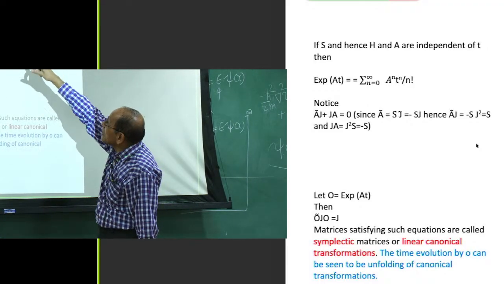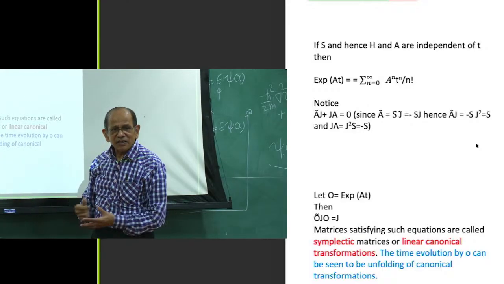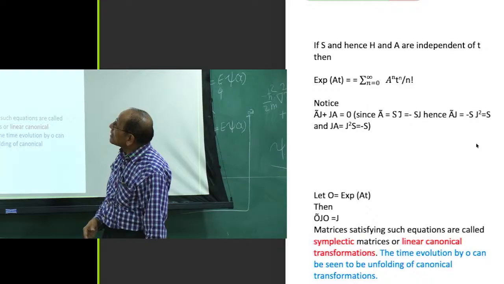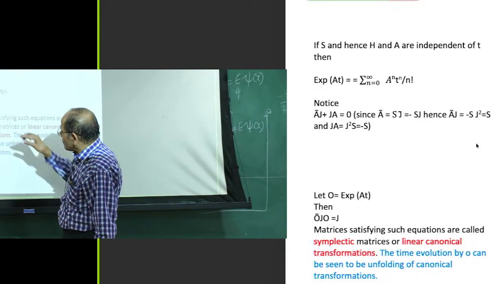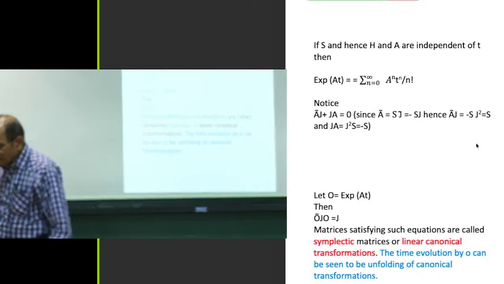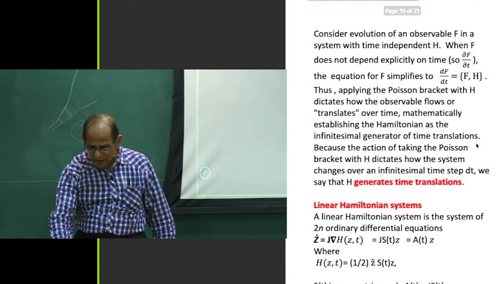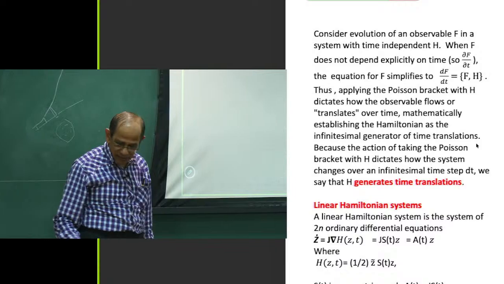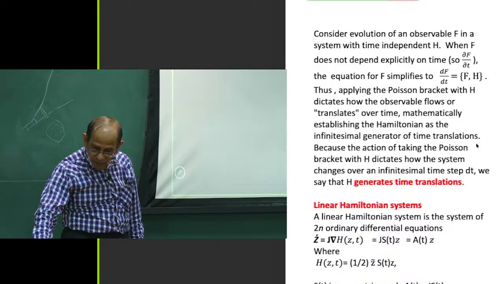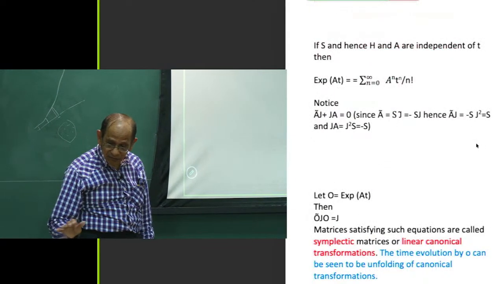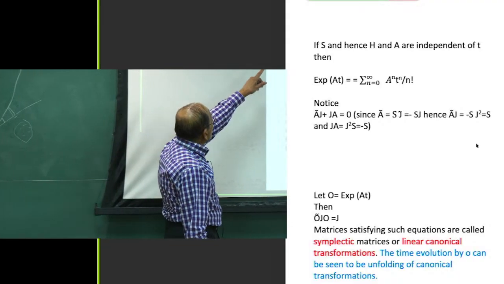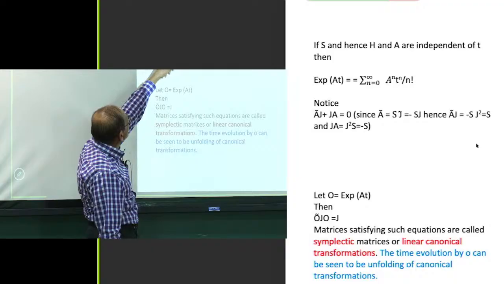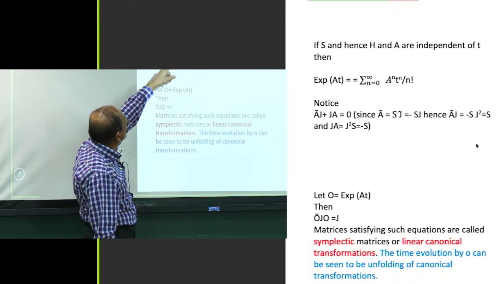So that term on the right hand side is the explicit form. Now notice that the matrix A, which is defined as J times S, has this nice property. Because of the properties of J, it turns out that A transpose J plus JA is 0. This is the proof. I have written it in the bracket.